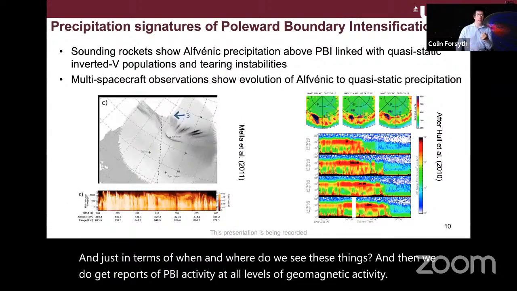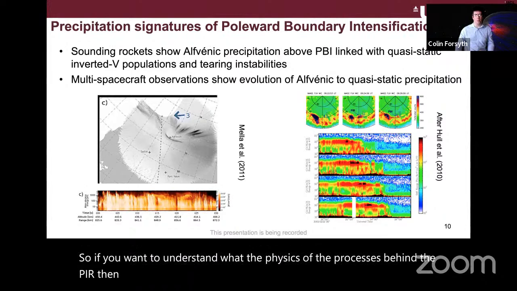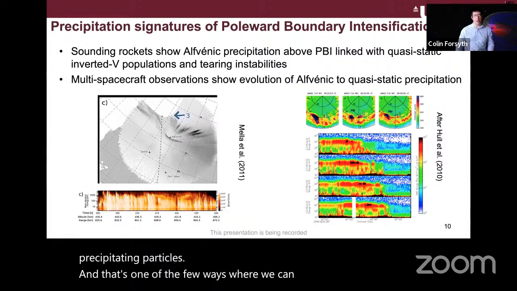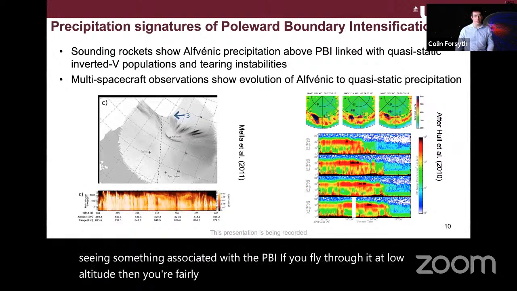So if you want to understand what the physics of the processes behind the PBI are, then what you might want to do is take observations of the precipitating particles. And that's one of the few ways where we can be sure that we are actually seeing something associated with the PBI. If you fly through it at low altitude, then you're fairly certain that whatever plasma you're seeing can be linked to whatever auroral forms you are seeing.